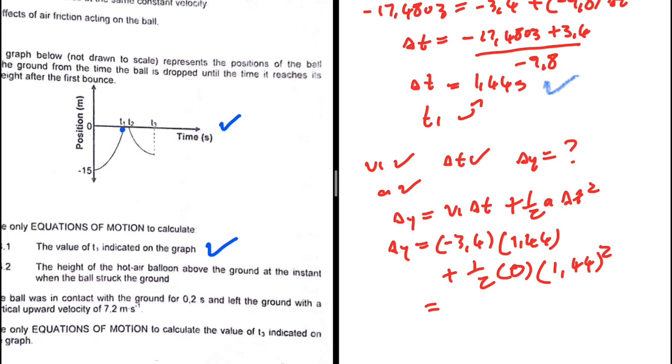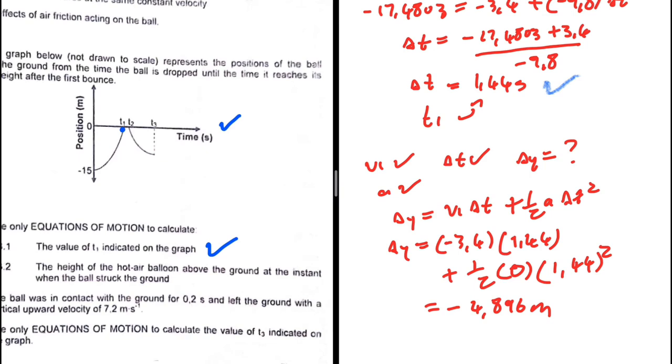So let me find the delta y. So minus 3.4 multiplied by 1.44 plus a half. Acceleration is 0. This gives us 0, so let's just forget about that. And what am I getting? Let's see. I'm getting minus 4.896 meters. So there we go. We can move to the next question.